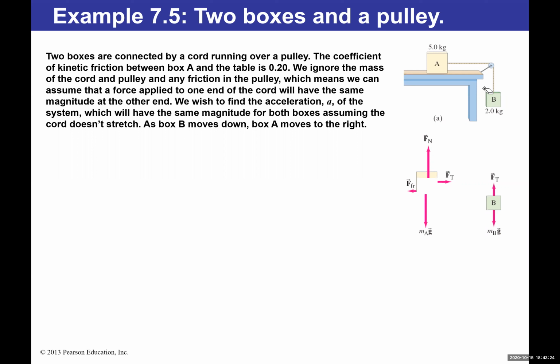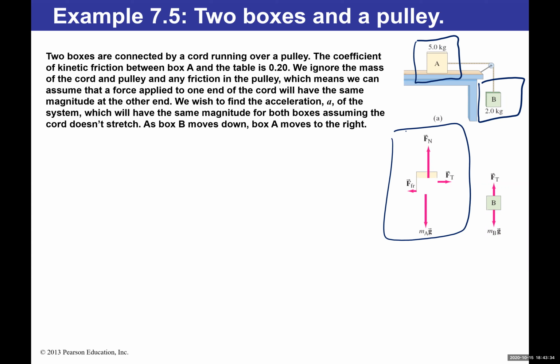Now, what we do for that is this. We separate this into two systems. System A, here's the free body diagram for that. You have the normal force up, tension force to the right, friction to the left, and the weight of A down. Let me use that to get the table for system A.